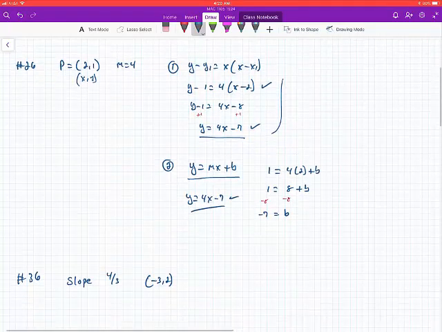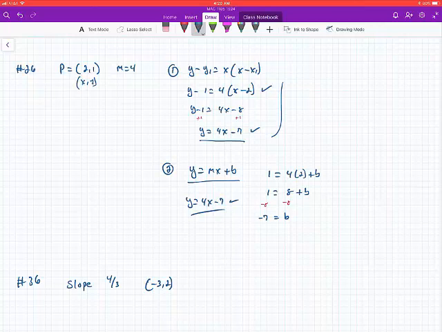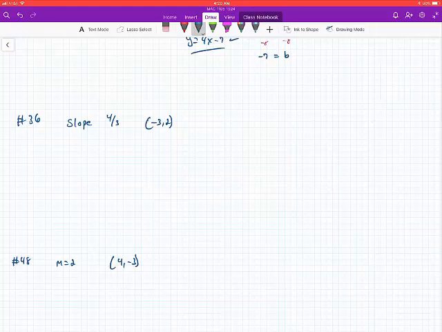All right, the next one is number 36. It says the slope and a point on a line are given. Use the information to locate 3 additional points on the line; answers may vary. So what they're giving us for number 36 is a point, which is (-3, 2), and then a slope. And it's asking us to find 3 additional points on the line.